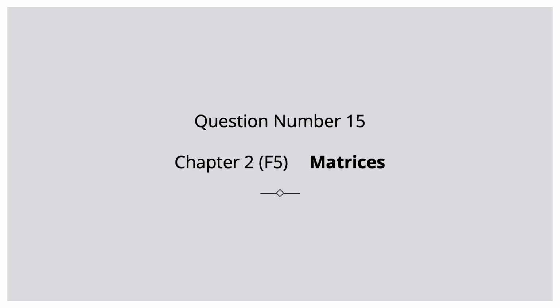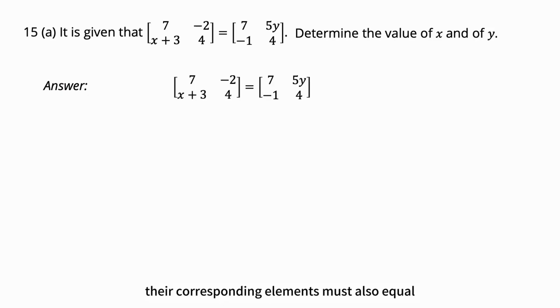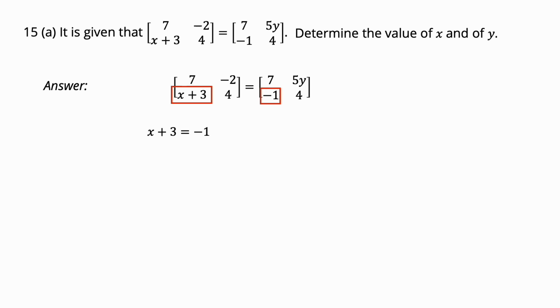Question number 15. A. If 2 matrices are equal, their corresponding elements must also be equal. 7 is equal to 7. 4 is equal to 4. Therefore, x plus 3 equals minus 1. X equals minus 4. Minus 2 equals 5y. Y equals minus 2/5.